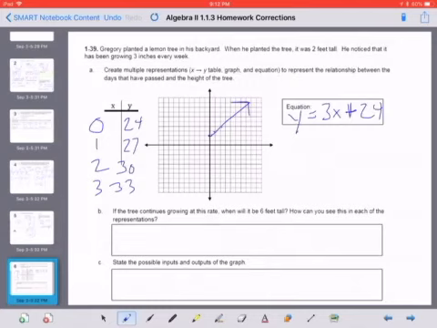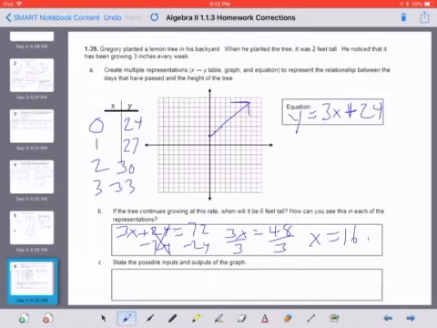So then it says if the tree continues to grow at this rate, when will it be 6 feet tall? How can we see this in each representation? So I solved an equation. I put 3x plus 24 equals 72, because that would be how many inches it would be. Subtract 24 from both sides. I got 3x equals 48. Divide by 3. And I get x equals 16 weeks.